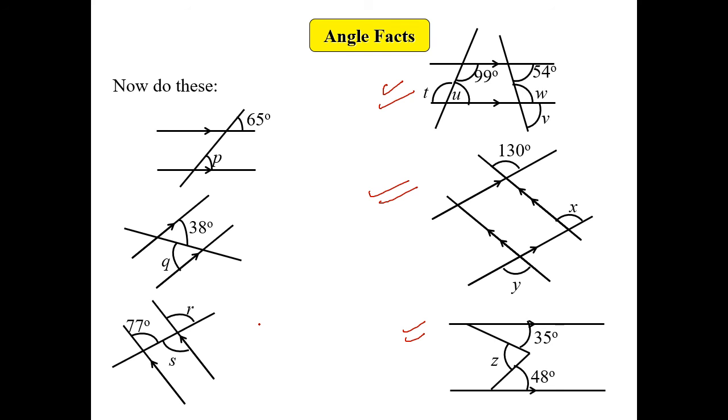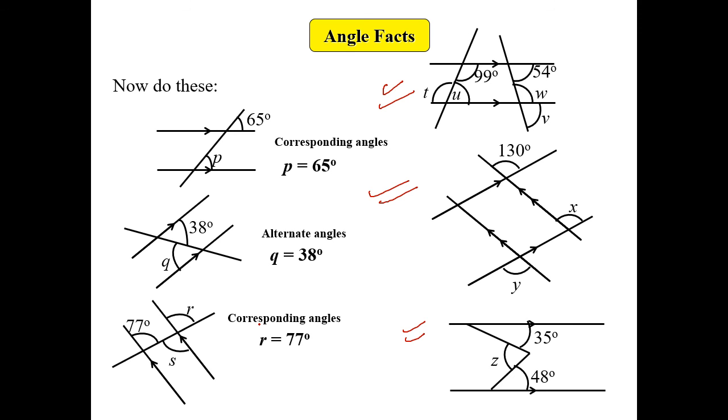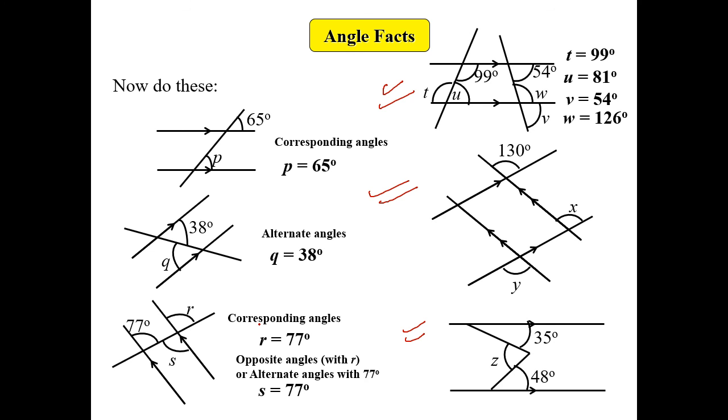What is U, T, W, V? U is 81, P is 99, V is 54, and W is 126. Have you calculated X and Y? X and Y are both 130. Good. What about Z? I'm still doing that. Please go ahead.